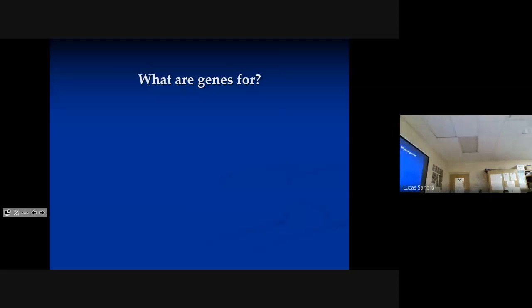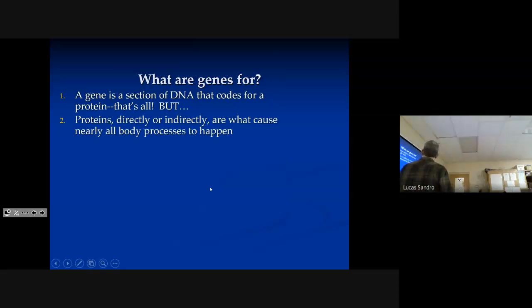Okay, so now we get into the beginning, at least, of what genes are actually for, what they do. What does DNA actually code for? Protein. So that's it. That's what a gene does. But that turns out to be a lot. That turns out to be enough. Proteins are incredibly versatile, kind of workhorse molecules that, depending on what shape they are, can do a ridiculous number of different jobs.